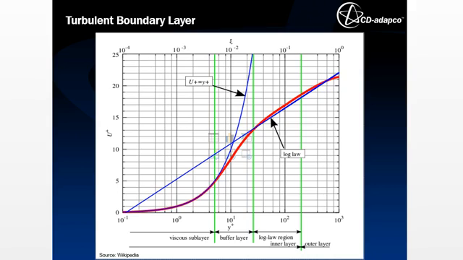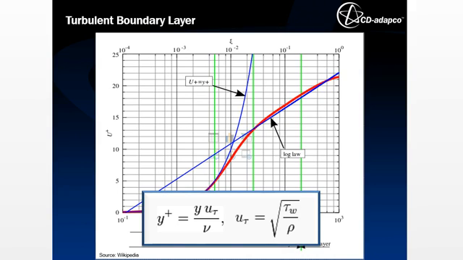The dimensionless wall distance y plus is defined as y plus equals y times u tau over nu. Nu is the kinematic viscosity. U tau is the friction velocity, which is also called shear velocity, and is equal to the square root of the wall shear stress tau wall and the density rho. The expression nu divided by u tau is also called the viscous length scale. The dimensionless wall distance y plus is therefore the distance from the wall measured in viscous length.